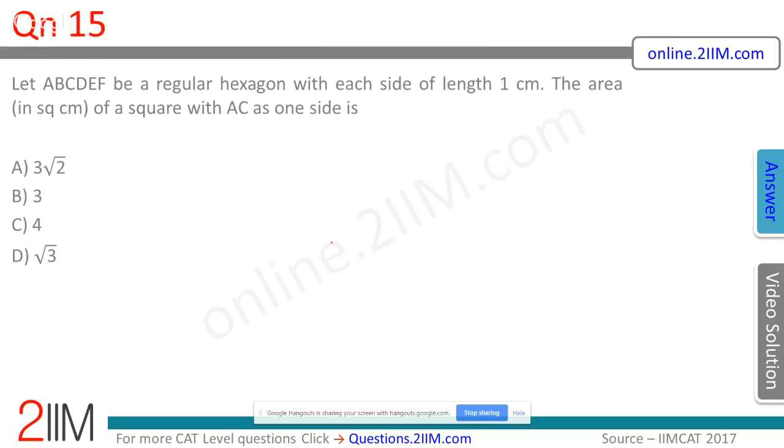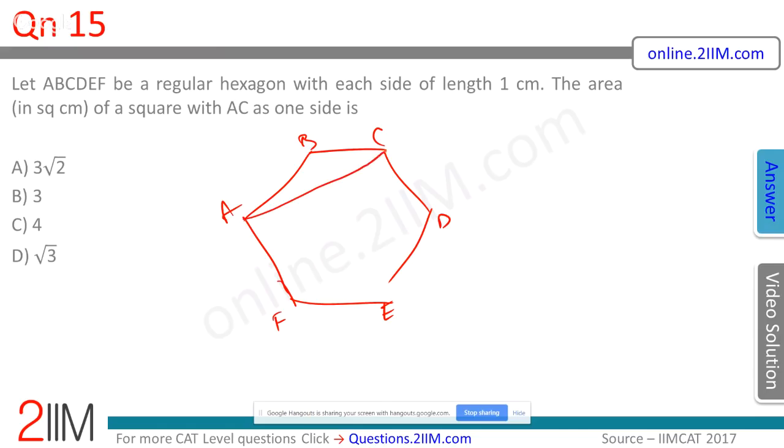A, B, C, D, E, F is a regular hexagon with each side of length 1 centimeter. I love regular hexagon questions, so I'm going to definitely nail this. The area of a square with AC as one side. Each side is 1 centimeter, with 120 degrees, so AC is root 3. Root 3 into root 3, 3 units. Square of side AC.